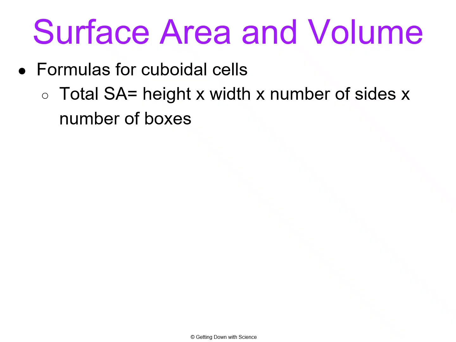All right, so surface area to volume ratio can be calculated depending on the shape of the cells. So remember that cells are specialized and different cells have different shapes. And there are a few formulas on the formula sheet that can be used to calculate the surface area to volume ratio. All right, so formulas for cuboidal cells.